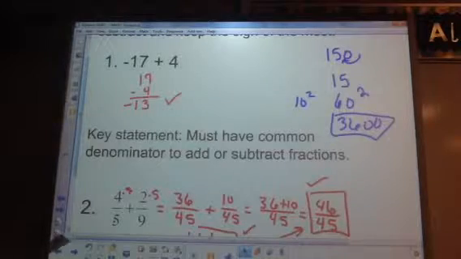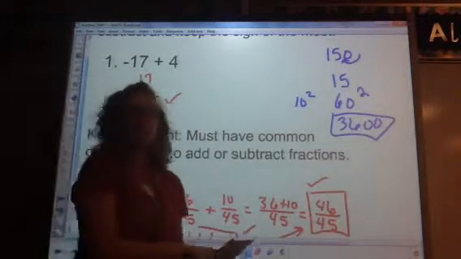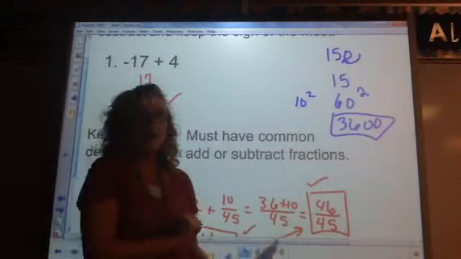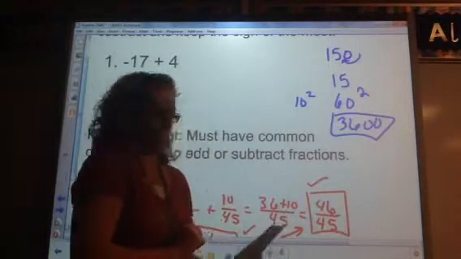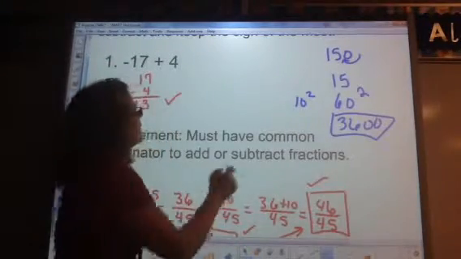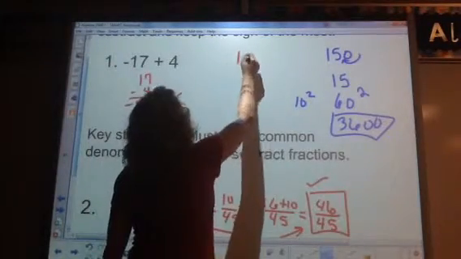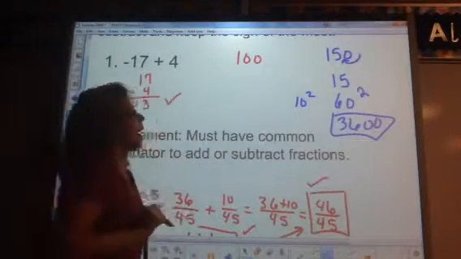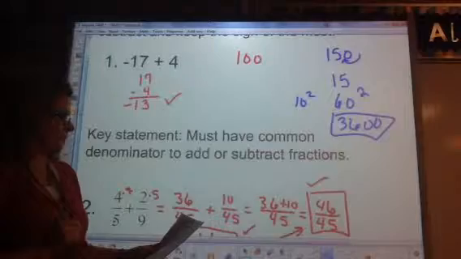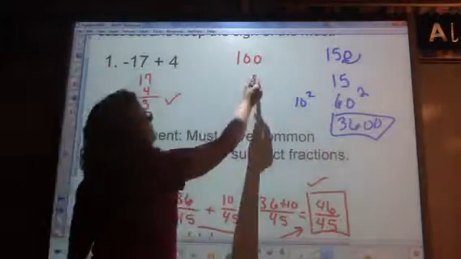Okay, let's do another one. Pencils down. Find 10% of 100 multiplied by 4 and then square it. 10% of 100 multiplied by 4 and then square it.